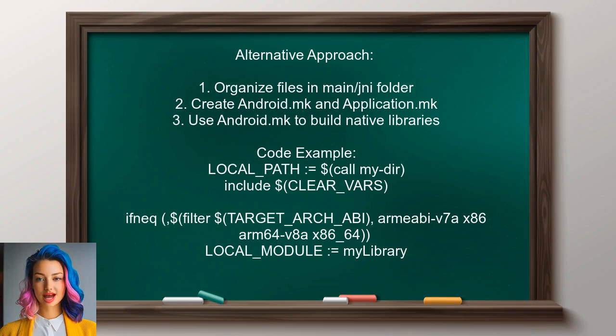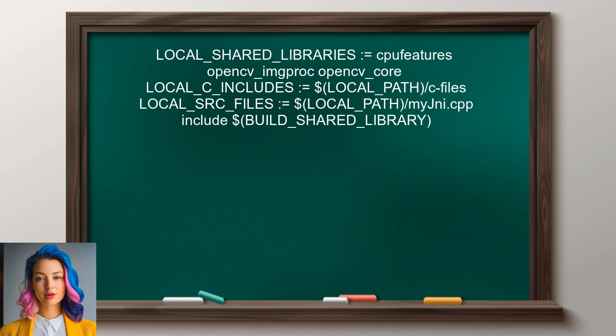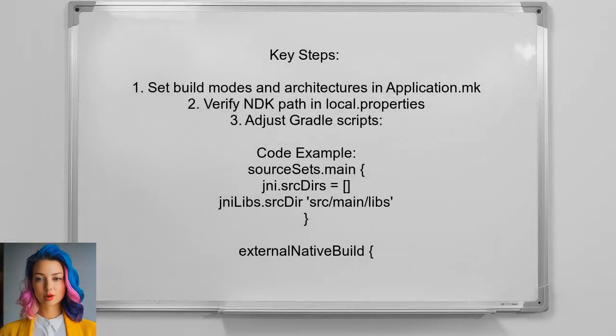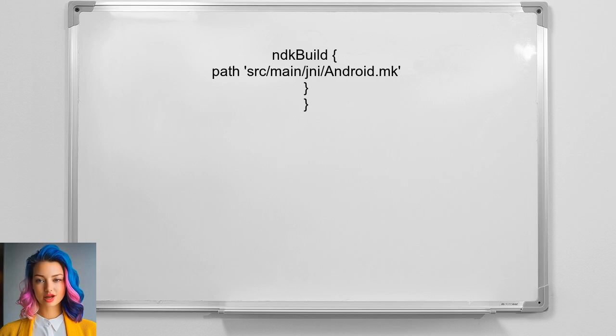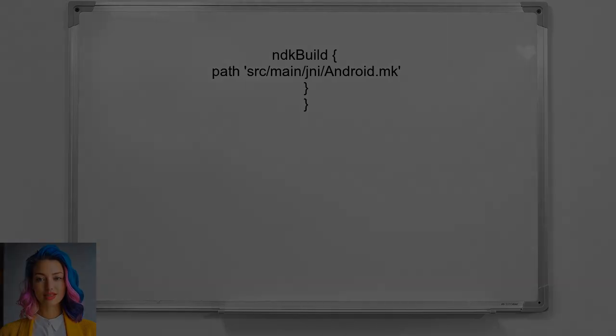An alternative approach for adding native files in Android Studio involves organizing your project with a main JNI folder. Inside this folder, you should place your libraries and native source files. You'll need to create two essential files, android.mk and application.mk. The android.mk file is used to build your native libraries and can include flags for building both static and shared libraries. In the application.mk file, you can specify build modes and architectures. Make sure to check your NDK path in the local.properties file and adjust your Gradle build scripts to point to the correct locations for your shared libraries and makefiles.